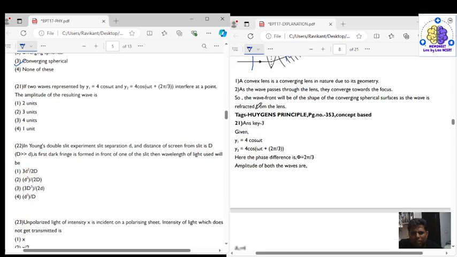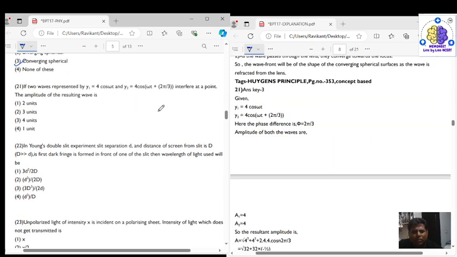Now coming to question number 21. Question number 21 says that if two waves represented by y1 is equal to 4 cos omega t and y2 is equal to 4 cos (omega t plus 2 pi by 3) interfere at a point, the amplitude of the resulting wave is. So here in this, the two waves have the same amplitudes, that is A1 is equal to A2, right? And the phase difference is equal to 2 pi by 3.